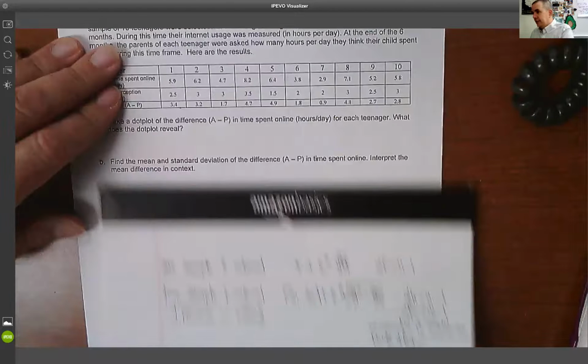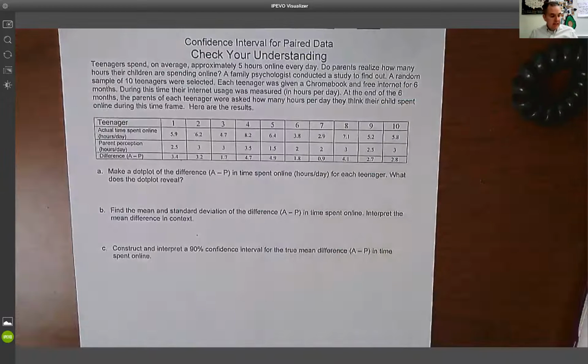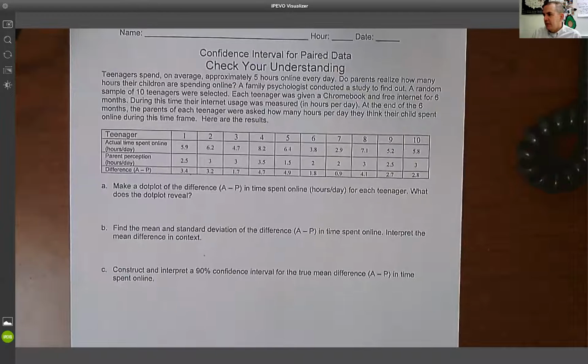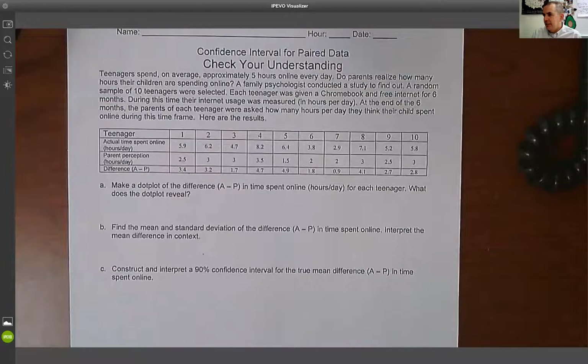Taking a look at this question: teenagers spend on average approximately 5 hours online every day. Do parents realize how many hours their children are spending online? A family psychologist conducted a study to find out. A random sample of 10 teenagers were selected. Each teenager was given a Chromebook and free internet for 6 months. During this time, their internet usage was measured in hours per day. At the end of the 6 months, parents of each teenager were asked how many hours per day they think their child spent online during this time frame.